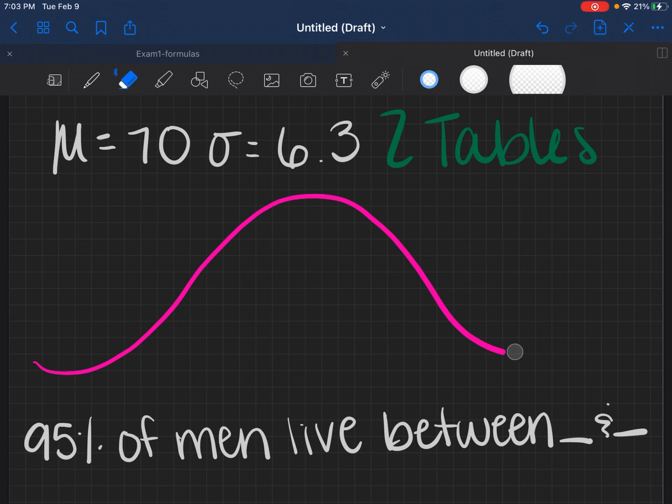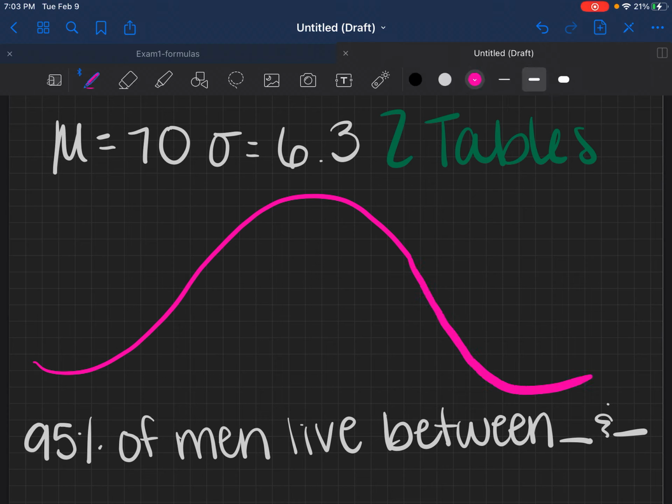Just noticed my bell-shaped curves, my distributions, they're never quite bell-shaped curves. But I'm trying my best and you guys get the picture, right?